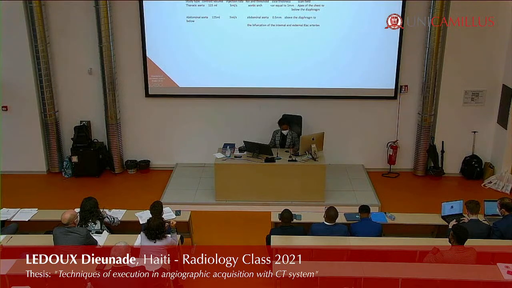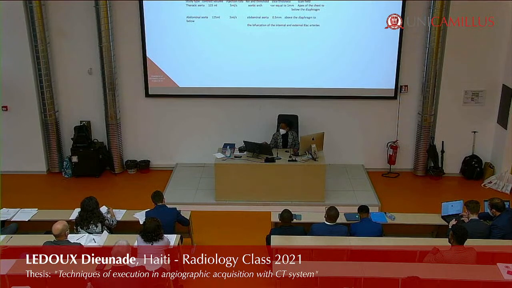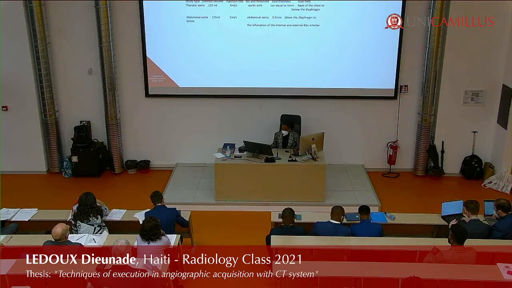Acquisition protocols. If we are studying the thoracic aorta, the amount of contrast volume is 125 milliliters. The injection rate is 3 milliliters per second. The ROI, which is the region of interest, will be placed on the aortic arch. The slice thickness for the image will be inferior or equal to 1 millimeter. The scan field will be placed from the apex of the chest to below the diaphragm.